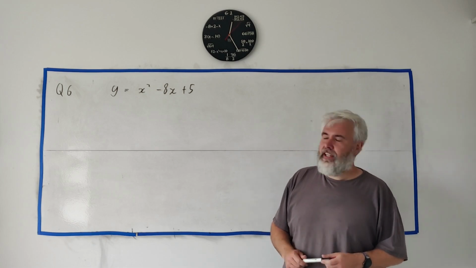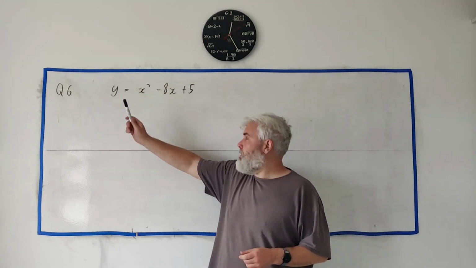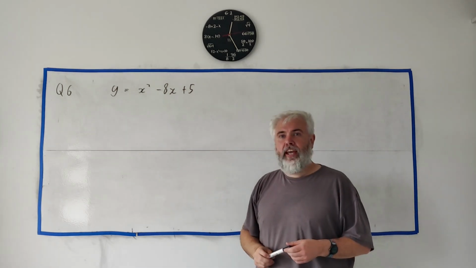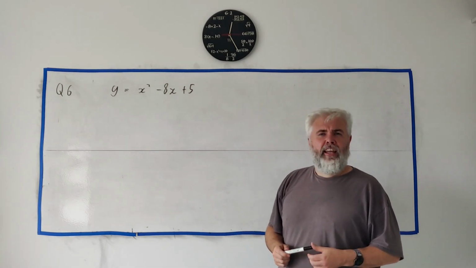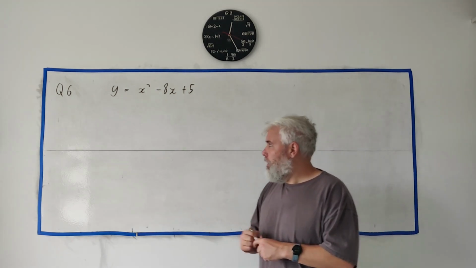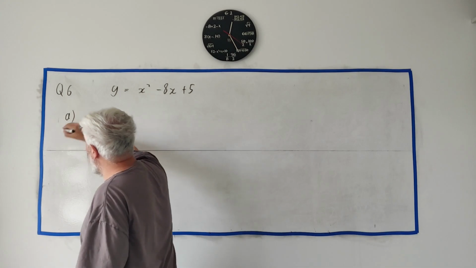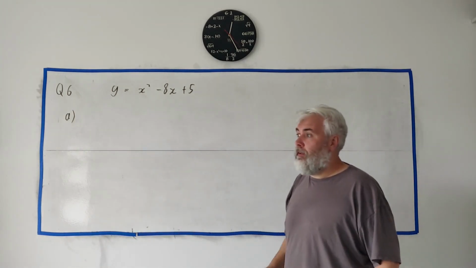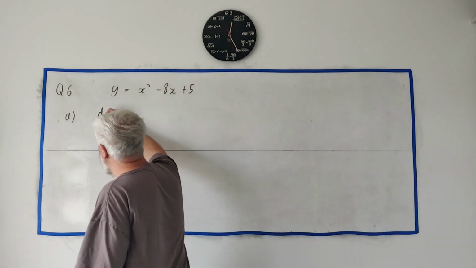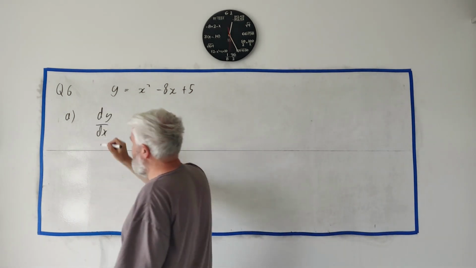In question 6, they give us an equation of a curve, specifically y is equal to x squared minus 8x plus 5, and they ask us to find the coordinates of the minimum point on that curve. So this should be a fairly straightforward question. If you see minimum or maximum, you should be thinking derivative, dy dx. So that's a good place to start.